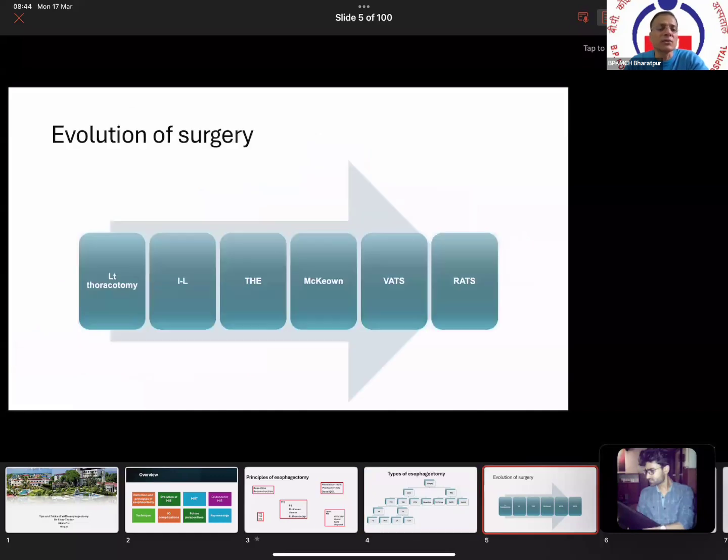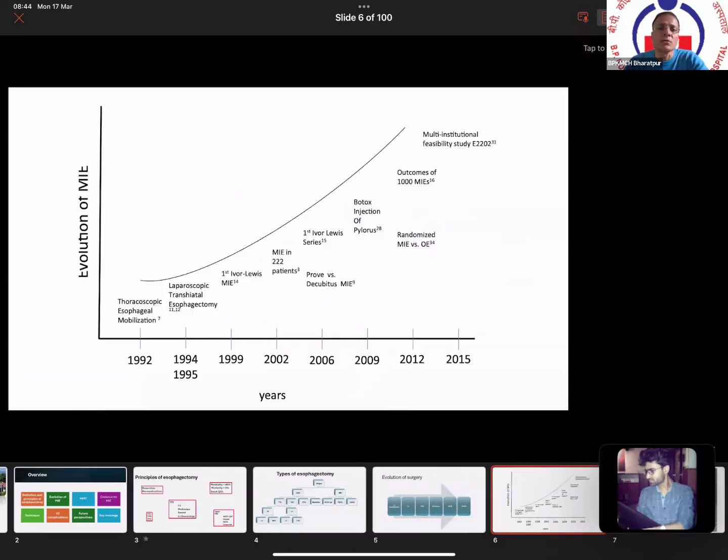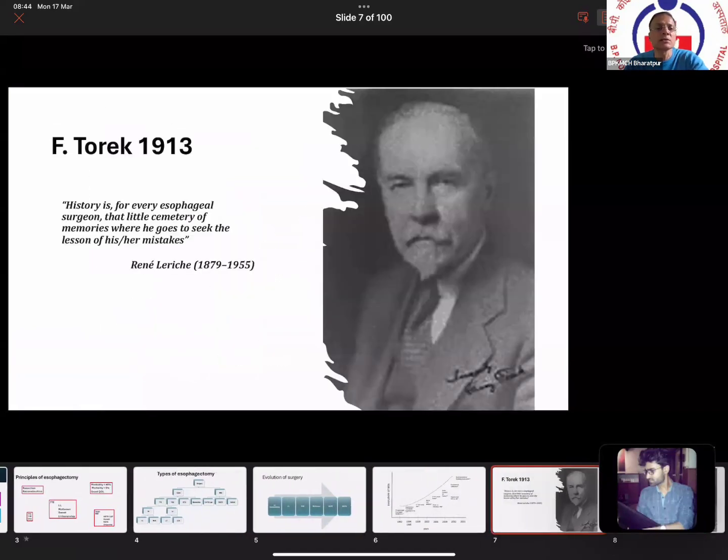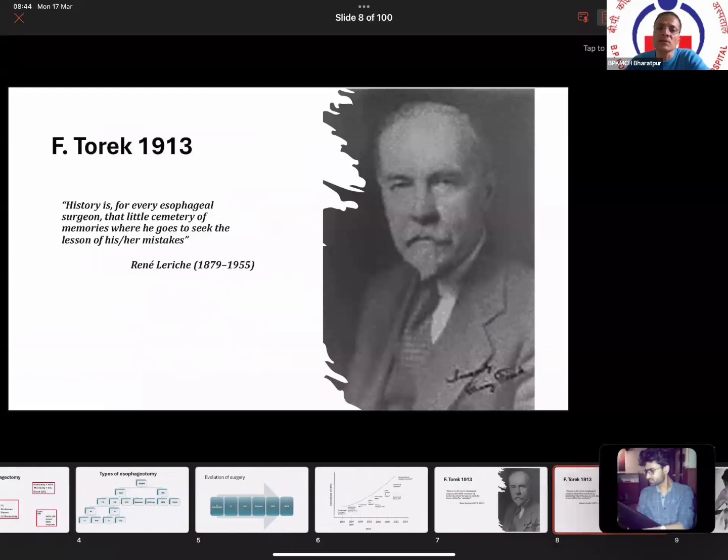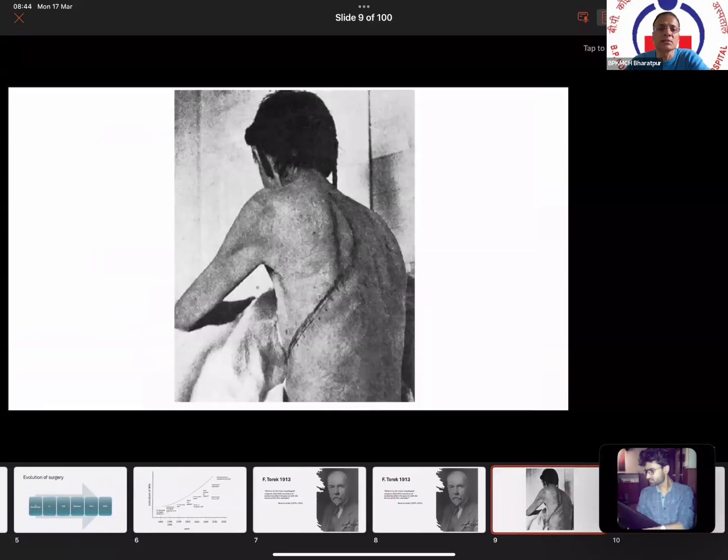So evolution wise, first of all, it started from the left thoracotomy. So we can see here, this gentleman was a great surgeon, Frank Turek. In 1913, he performed the first esophagectomy through the left thoracotomy. So it was the picture.